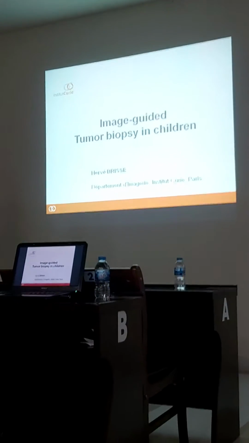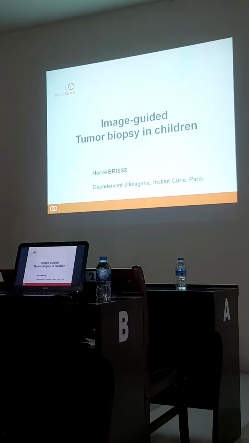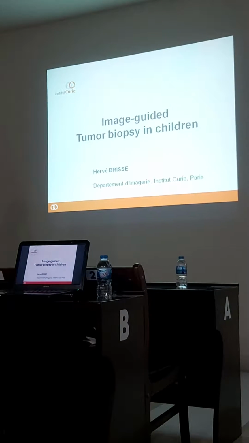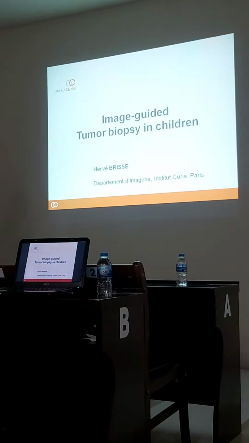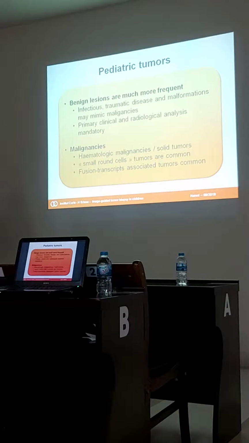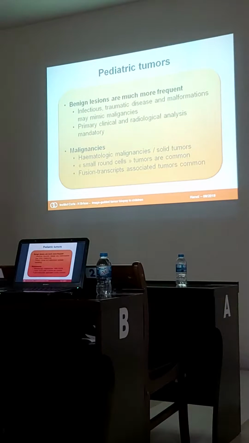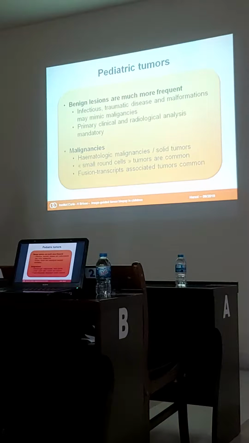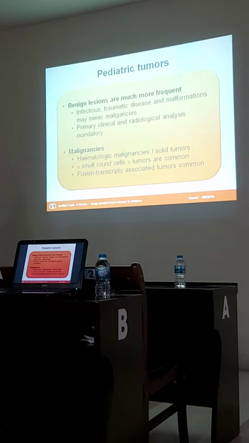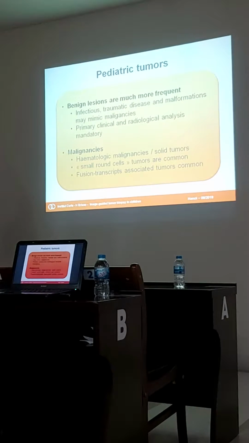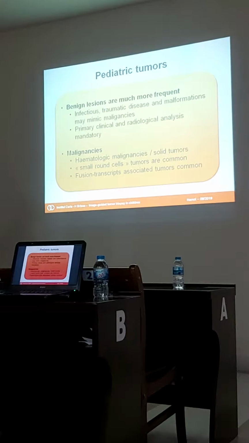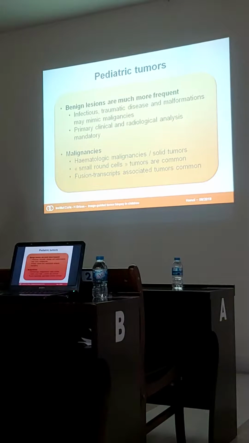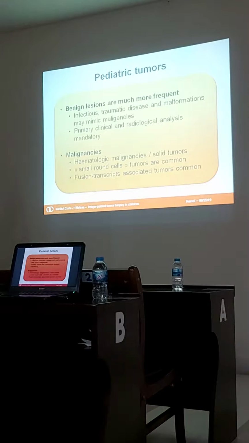The first lecture is dedicated to imaging-guided tumor biopsy. Just a few things to remember when we are asked to perform a biopsy in children. We have to remember that, of course, benign lesions are much more frequent than cancers in children.